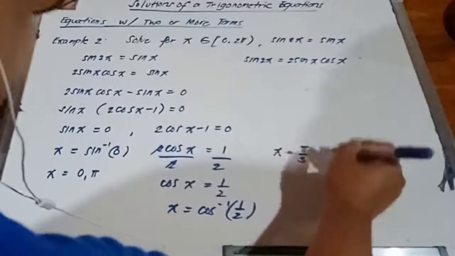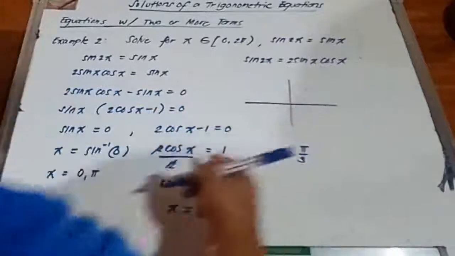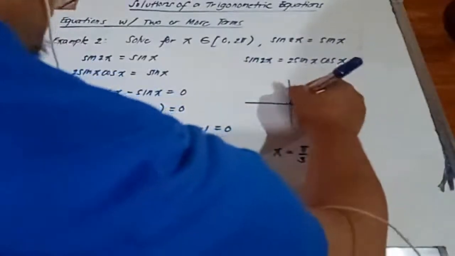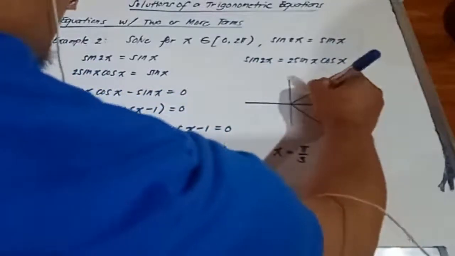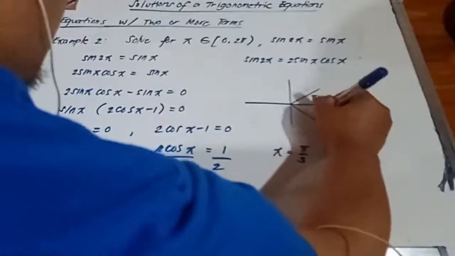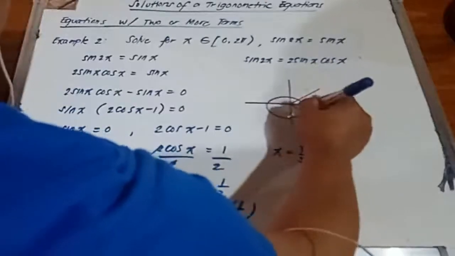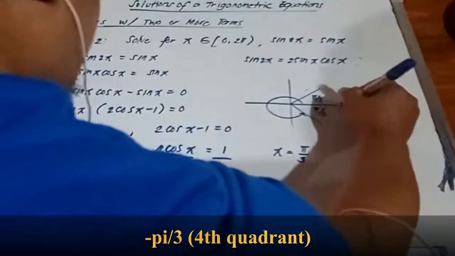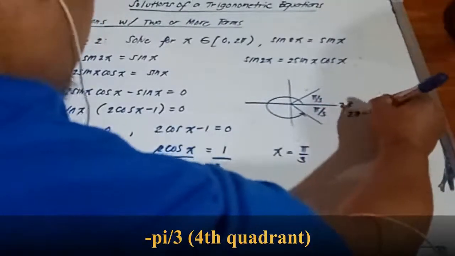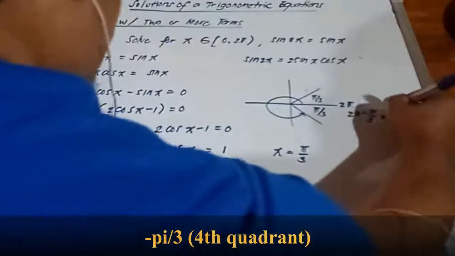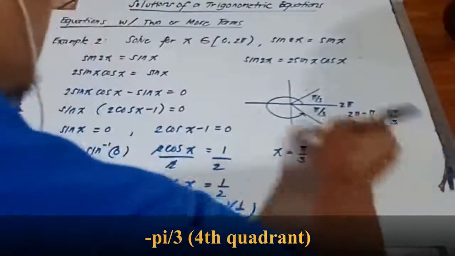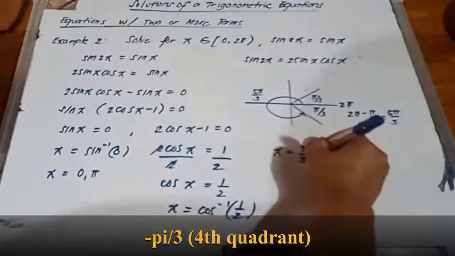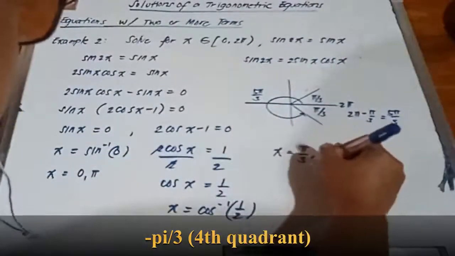Okay? So, ang ating cosine is positive both sa first and fourth quadrant. So, ito yung pi over 3. Ito yung pi over 3 din. So, kailangan natin angle in standard position. So, kunin natin yon. Ano yon? So, that is 2 pi minus pi over 3. So, that is 5 pi over 3. Okay? So, ito yung 5 pi over 3.